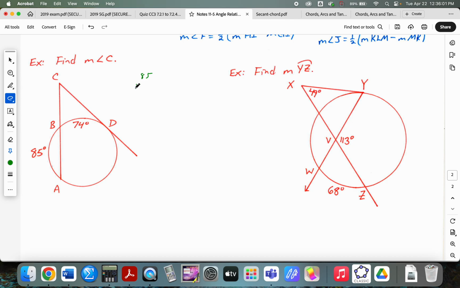So 85 plus 74 is 159 from 360 is 201 for this arc over here. So the measure of angle C will be half of 201 minus 74. So that's half of 127. So that'll be 63.5 degrees.